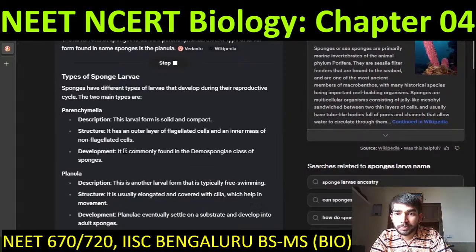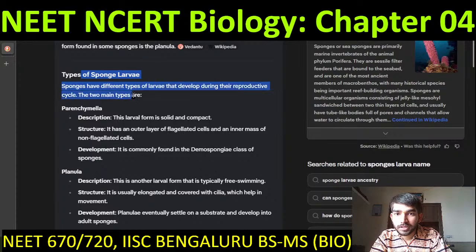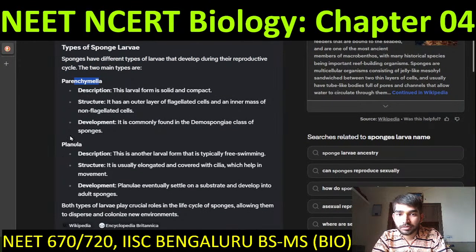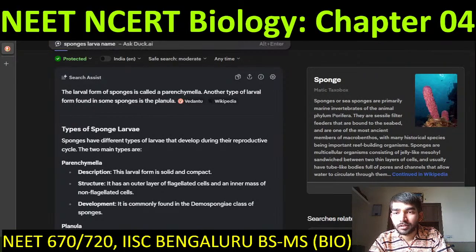So there are two main types of larvae in sponges. The first one is parenchyma and the next is planula. You should remember that these two types of larvae are seen in sponges, parenchyma and planula. I will show you a table of larval stages in different organisms, in different phyla.